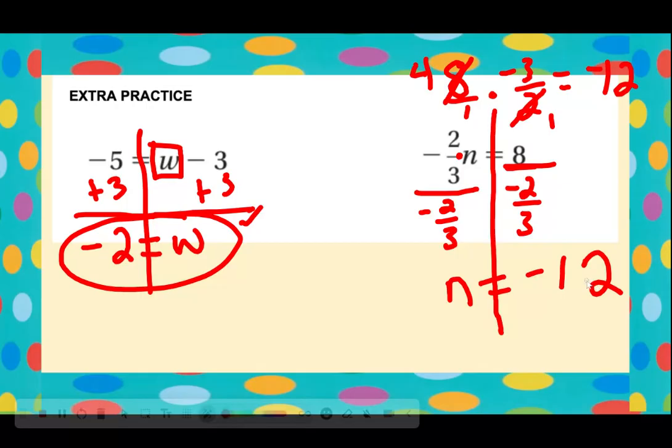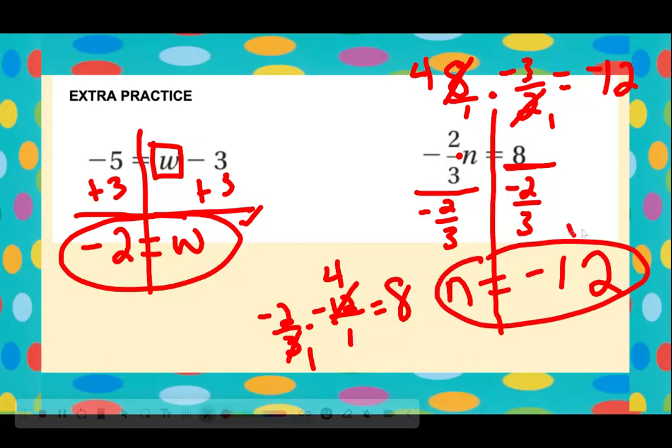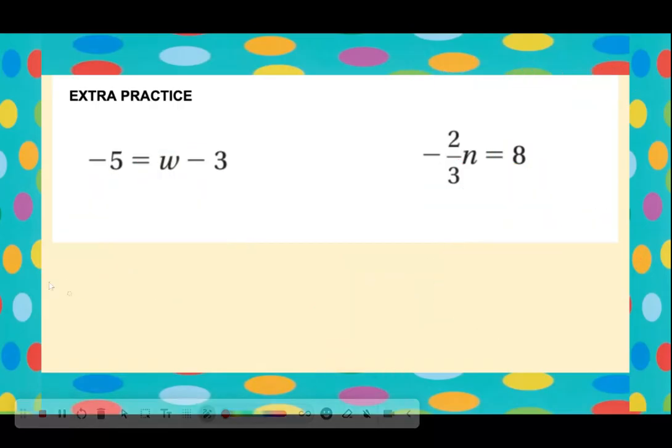So now let's plug it in and see if it works. So negative 2/3 times negative 12 over 1, that should equal 8. 3 goes into 12 4 times. So 3 divided by 3 is 1. 12 divided by 3 is 4. And negative 2 times negative 4 is positive 8. So our answer is correct. Great job.